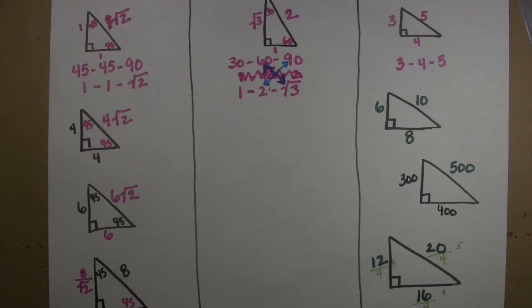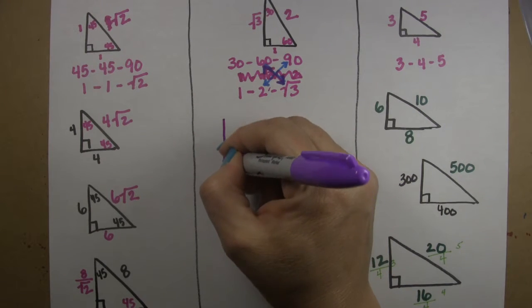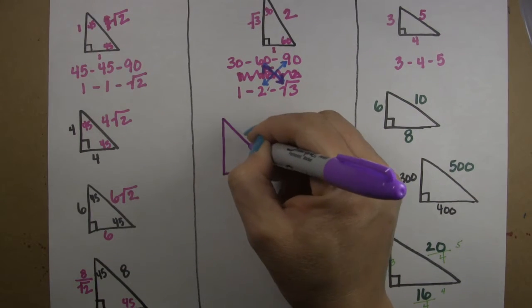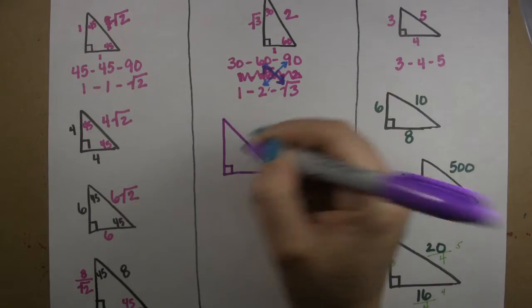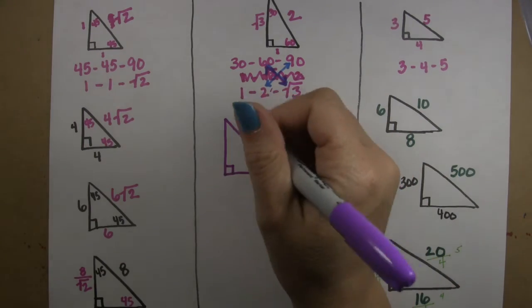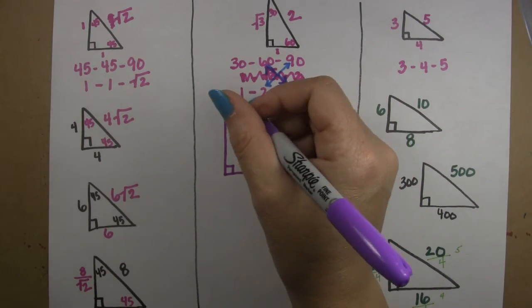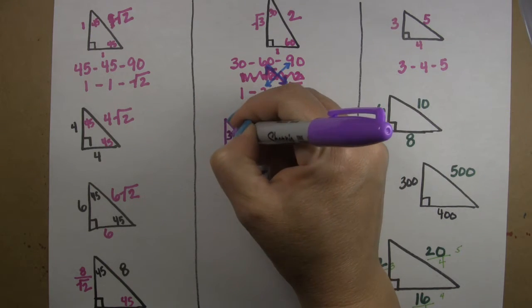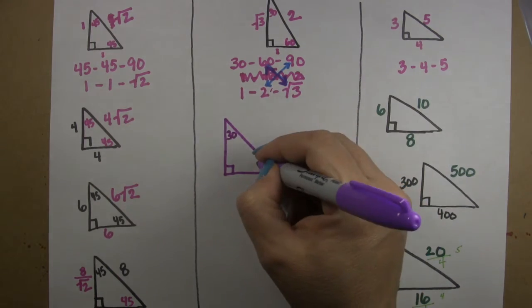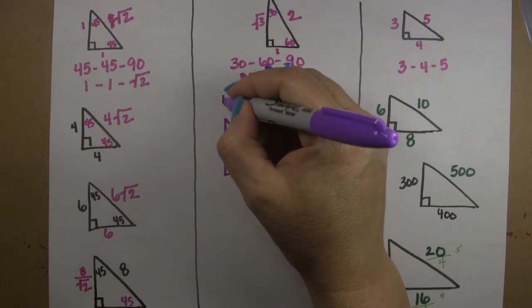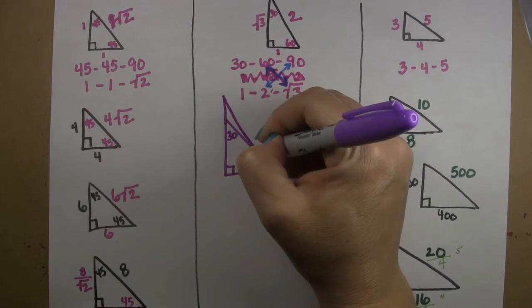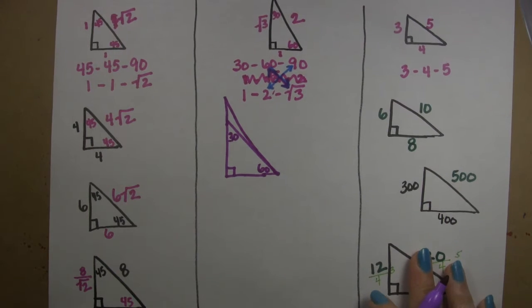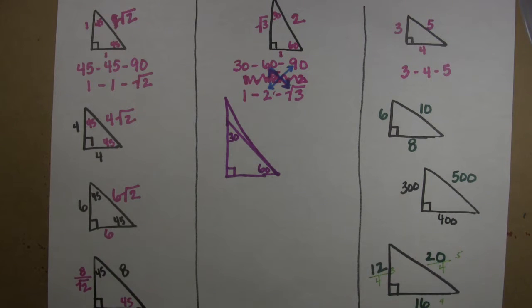Okay, so let's draw a 30, 60, 90 triangle. It looks more like a 45, 45, 90 triangle, but we are going to pretend. And we know that this angle right here is 30 degrees, and we know that this angle here is 60 degrees. So really it would be more like this. There, okay. Just pretend. Okay, so that's what we know.